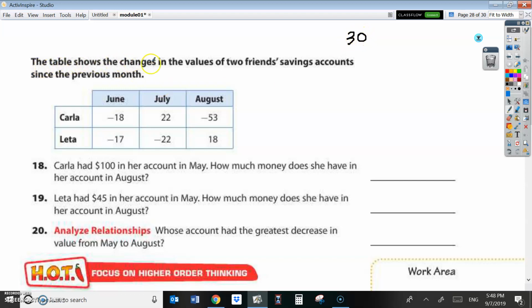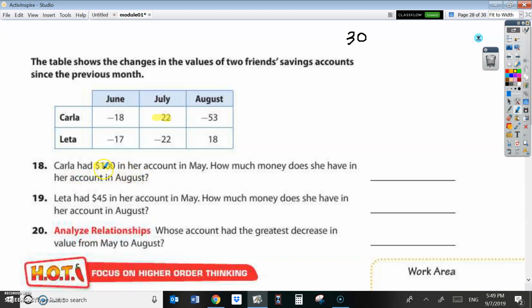The table shows the changes in the values of two friends' savings accounts since the previous month. So we've got Carla and Lita, June, July, and August. Carla had $100 in her account in May, so that would be a positive amount. So let's highlight the positive amount for Carla. So Carla has that one and that one. How much does she have in her account in August?